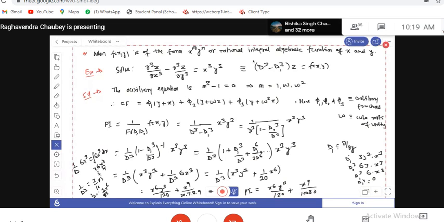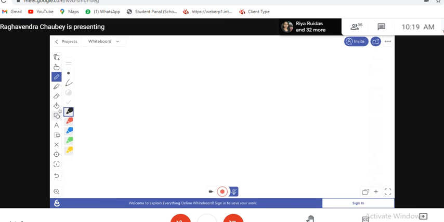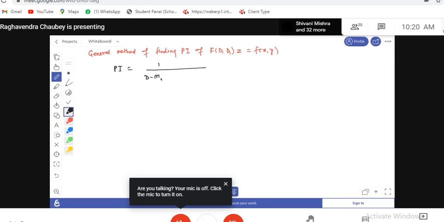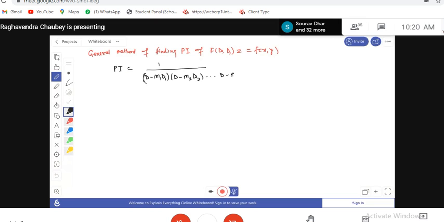So in the next page we consider the general method of finding the particular integral of f(D, D1) z equals a function f(x, y). Here, suppose we factorize that function f(D, D1), and suppose the factors are of the form D minus m1 D1, D minus m2 D1, and suppose there are n factors, so the particular integral becomes of this type, 1 over f(D, D1) applied to this function f(x, y).